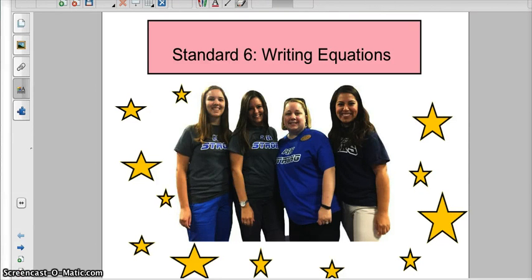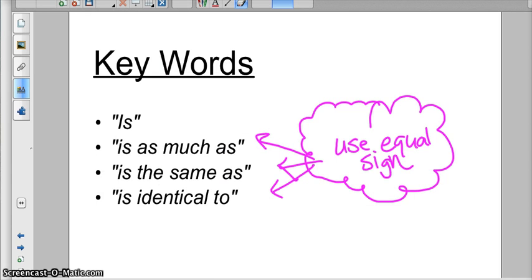Alright, this is Standard 6, writing equations. And this standard will be very similar to when we were writing expressions in sentences. Okay, so keywords that you will be looking for here are "is as much as," "is the same as," and "is identical."